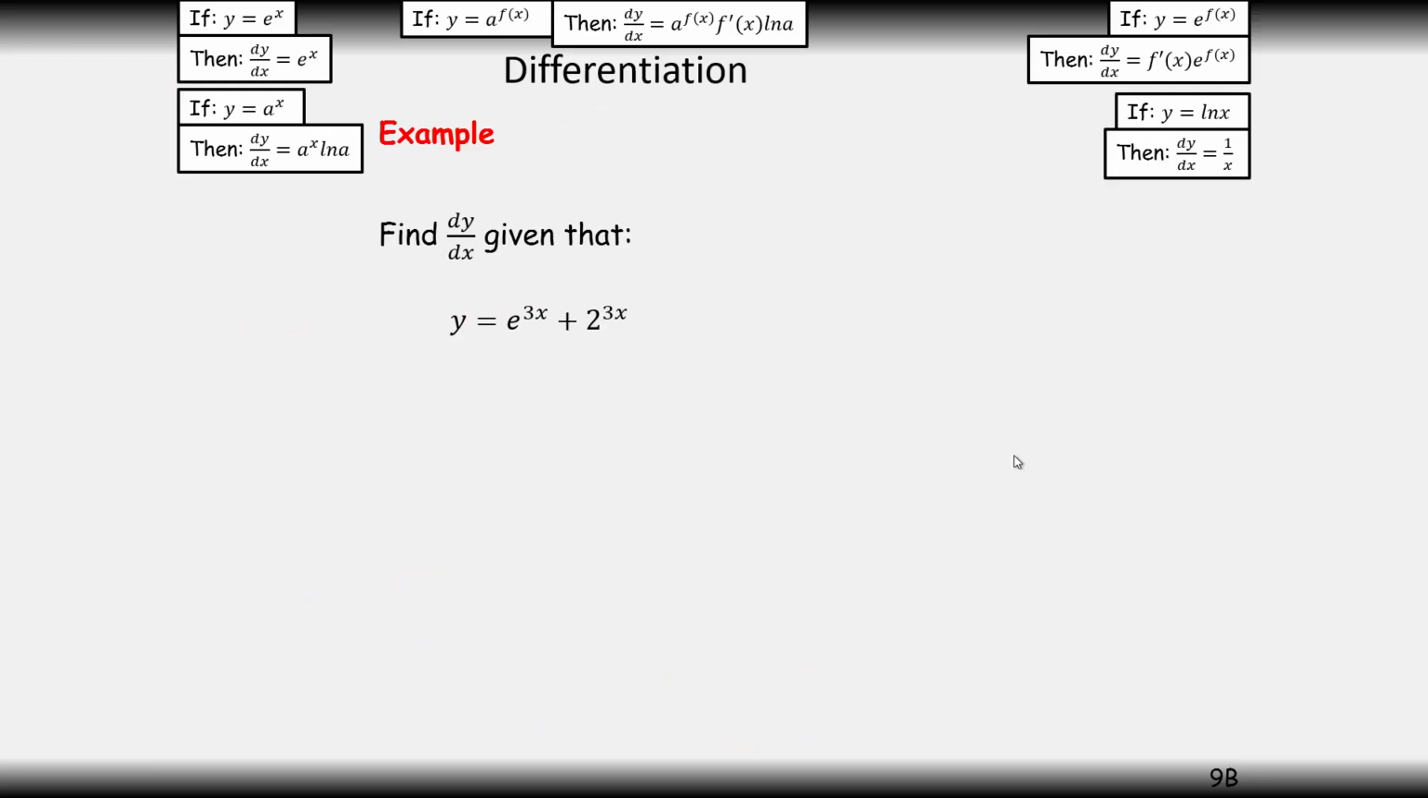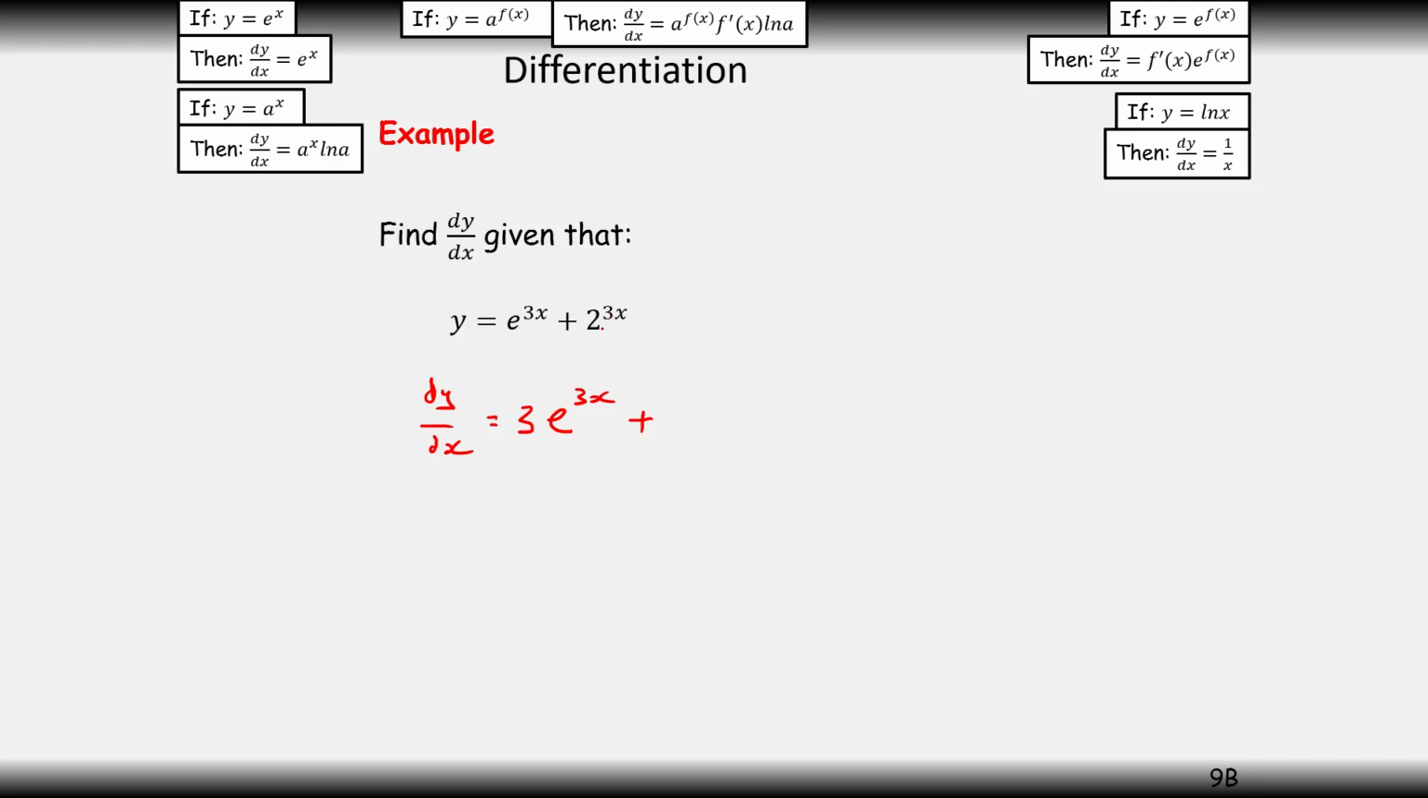Okay, let's have a look at this example here. Find the derivative of y equals e to the power of 3x plus 2 to the power of 3x. So, dy over dx is going to be equal to, in this case, straightforward enough. Take that constant, 3 e to the power of 3x plus, in this case, 2 to the power of 3x. So it's very much like the example we just did.